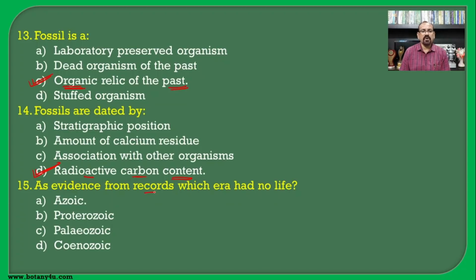As evidenced from records, which era had no life? See, no life, because later on life formed on the Earth. The era without life is known as the Azoic era. Later on life started from the Proterozoic, then evolved in the Paleozoic, and the recent one is the Cenozoic, and hence the Azoic era was without life.